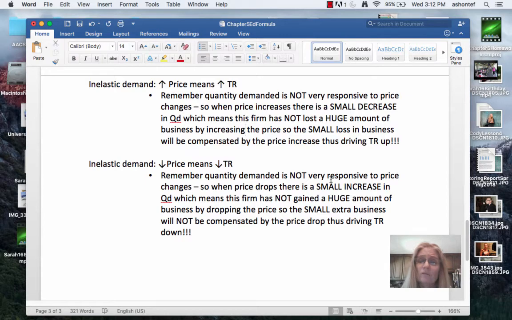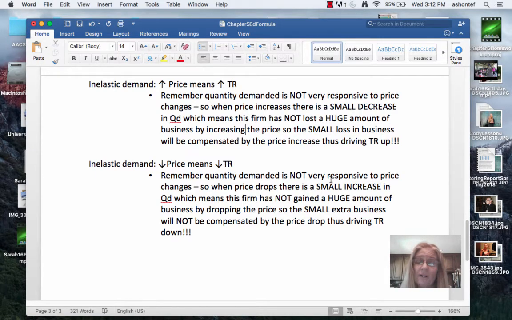So this is why, when the price increases and you're on the inelastic portion, there's not going to be much of a change. There'll be a very small decrease, a small drop in quantity demanded. That means the firm hasn't lost a huge amount of business when they've increased that price. So the small loss in business is going to be more than compensated by that price increase, so our revenue would go up in that case.